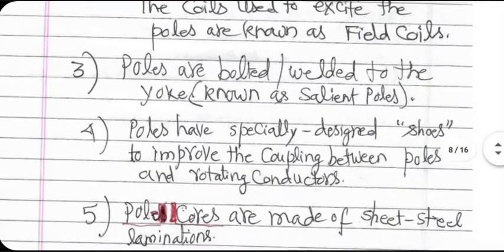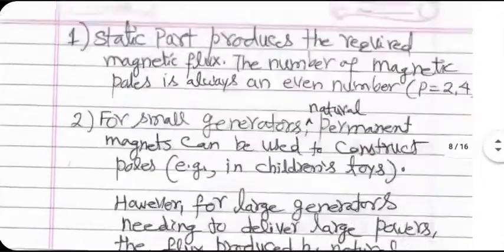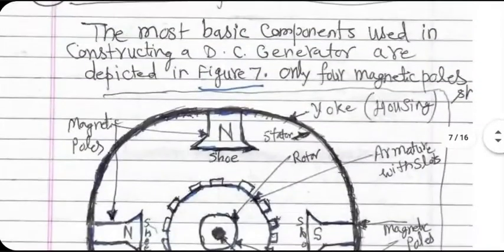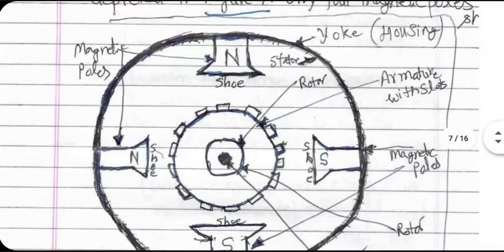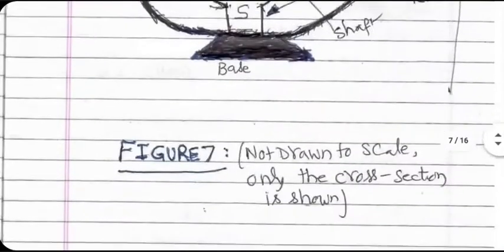Poles have specially designed shoes. That's another thing you have to remember: the bottom part of the poles is generally widened in both X and Y direction to make the flux coupling to the rotating part much more efficient. So the bottom parts are known as shoe, SHOE. They are much larger in physical area compared to the starting portion of the poles. This helps in improving the overall power generated.